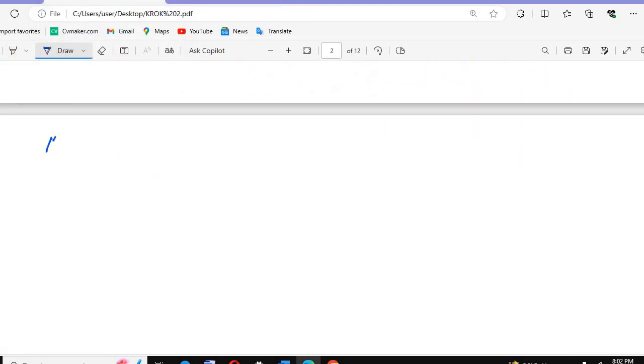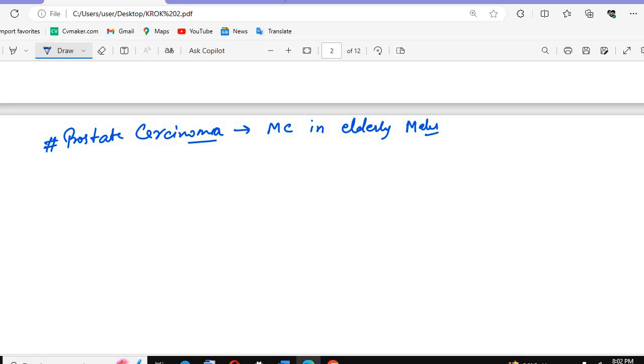If we talk about prostate carcinoma, the first and most important thing is that it is most common in elderly males, of course males, because the prostate is present in males, and most probably we will see it in those more than 80 years old. It arises from the peripheral zones, and in this condition there will be enlargement of the posterior lobe of the prostatic urethra.